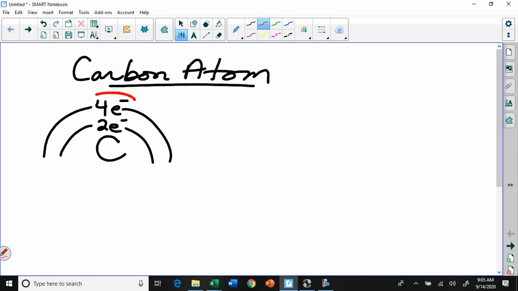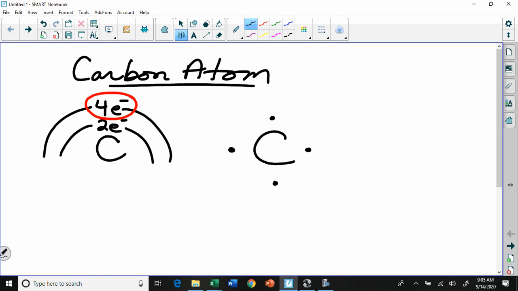So if we look just at the outer orbit, carbon, we can draw a Lewis picture where it shows those 4 outer electrons. Those are the ones, of course, that interact with the rest of the world. So the chemical bonds of carbon are formed with these 4 electrons.